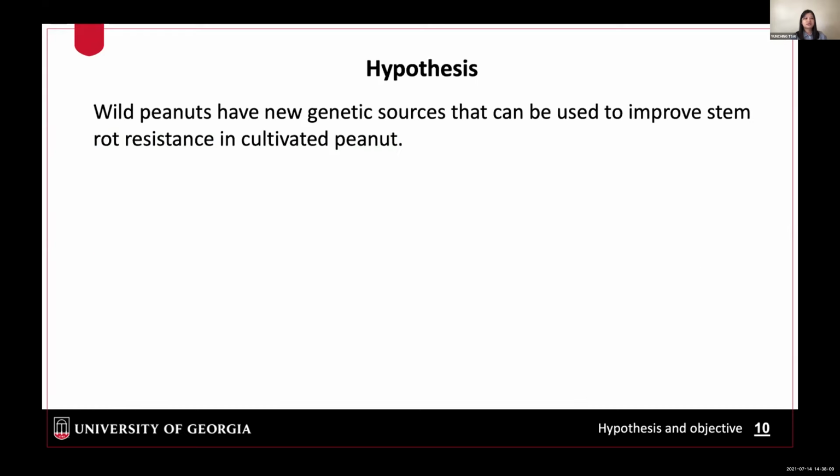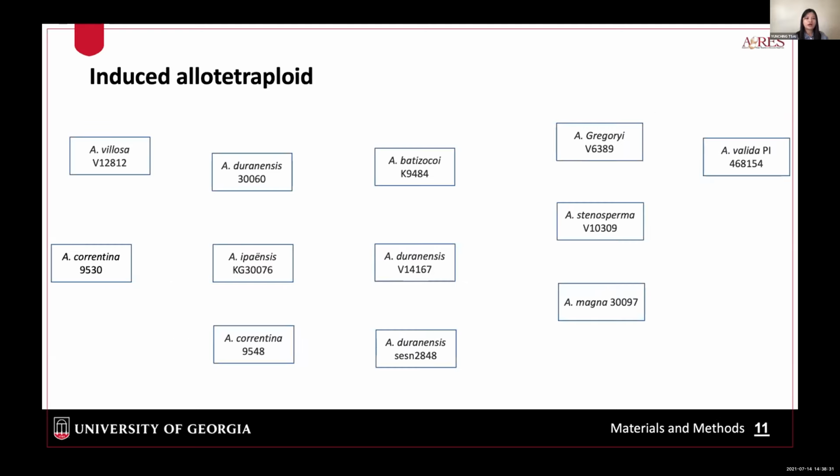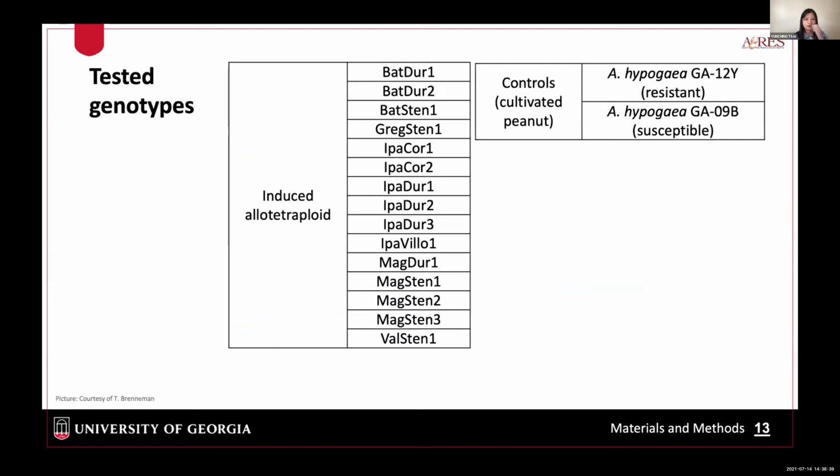My hypothesis is that wild peanuts have new genetic sources that can be used to improve stem rot resistance in cultivated peanuts. My objective is to evaluate peanut stem rot resistance among induced allotetraploids by using greenhouse and field evaluation methods. In this study, 12 wild species were used, and 13 tetraploids were generated by the procedure I mentioned before. Besides the tetraploids, two controls were included in the study: 12Y as resistant and 09B as susceptible.